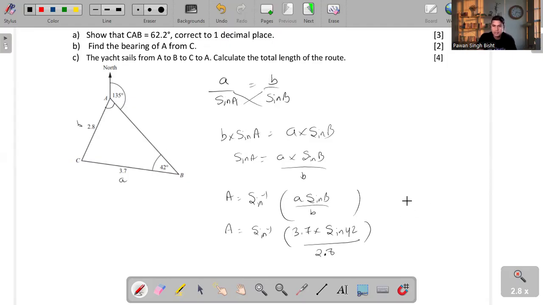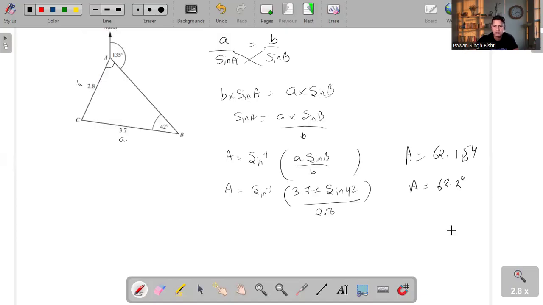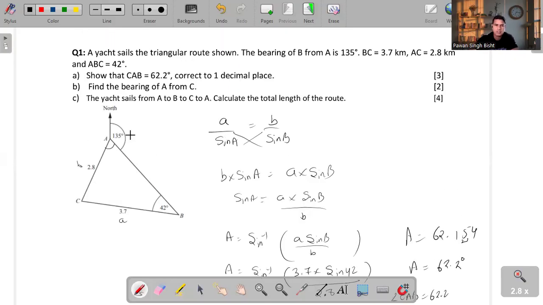Now we are getting angle A as 62.154. You see, the second digit after the decimal is 5, so we round it off to 62.2 degrees. This is the answer for my first part: we have shown that angle CAB is equal to 62.2. Now they say find the bearing of A from C. From C.